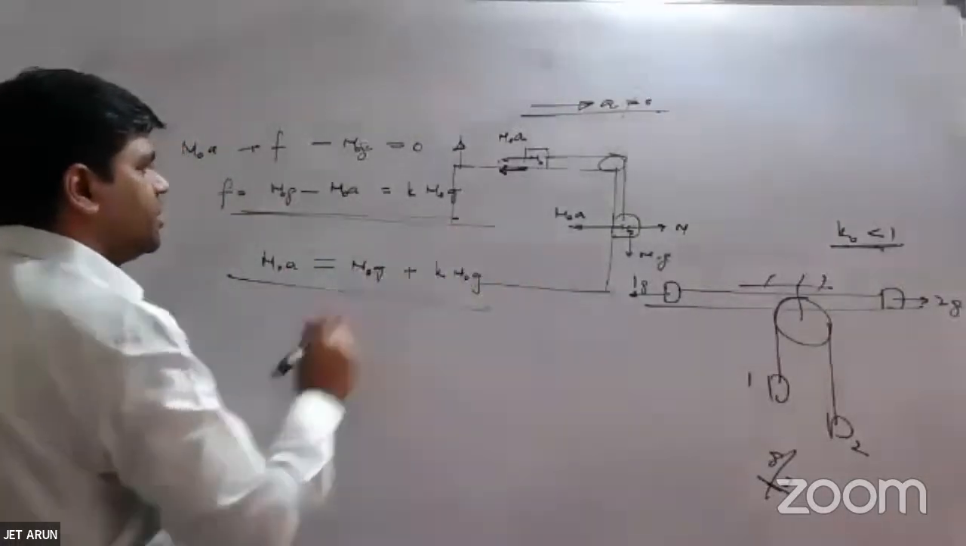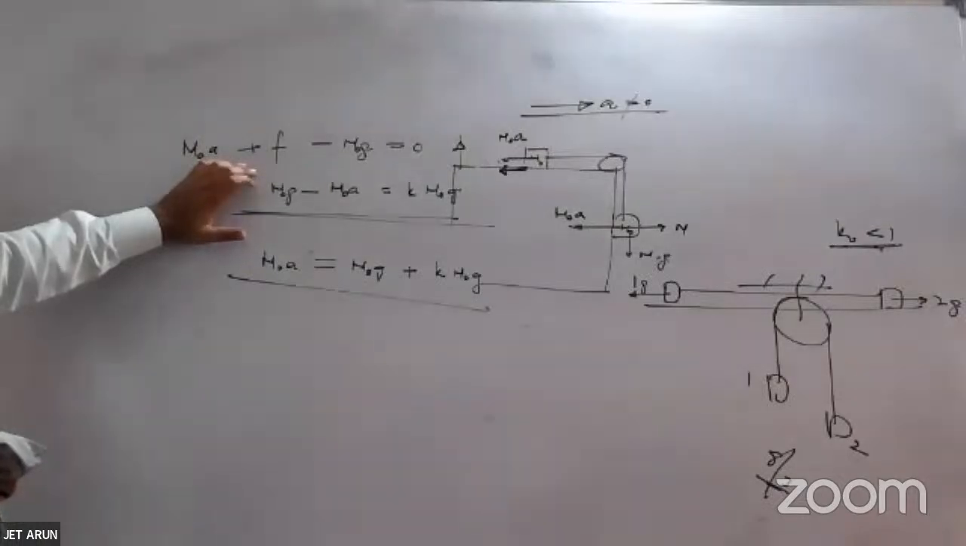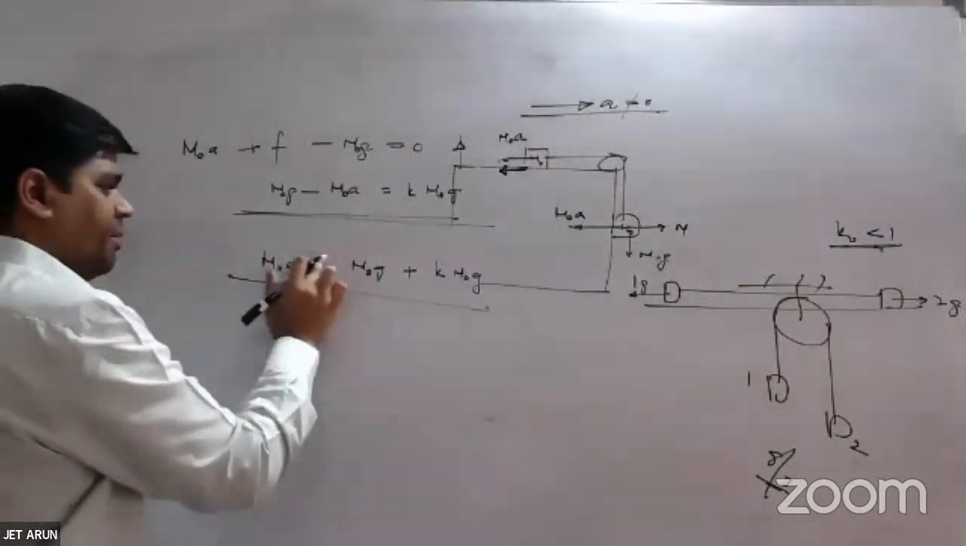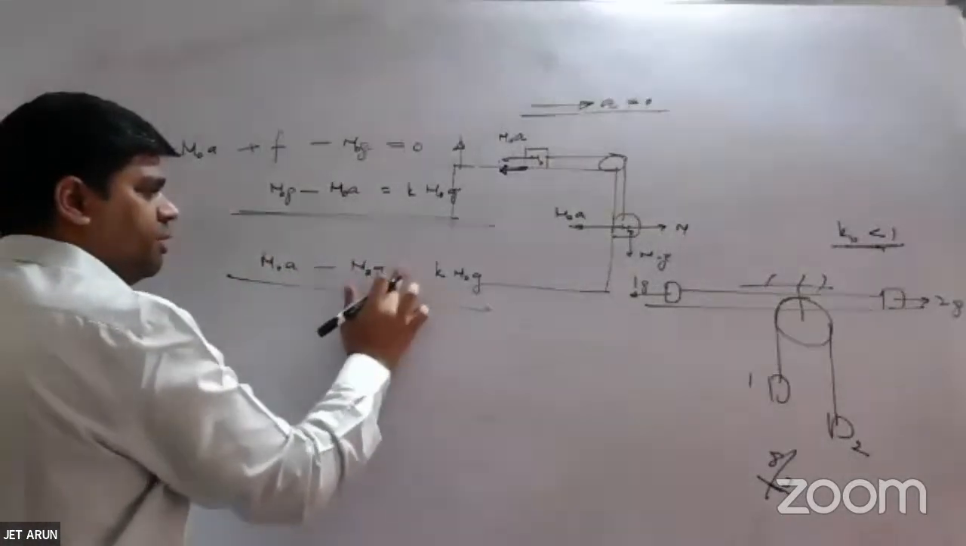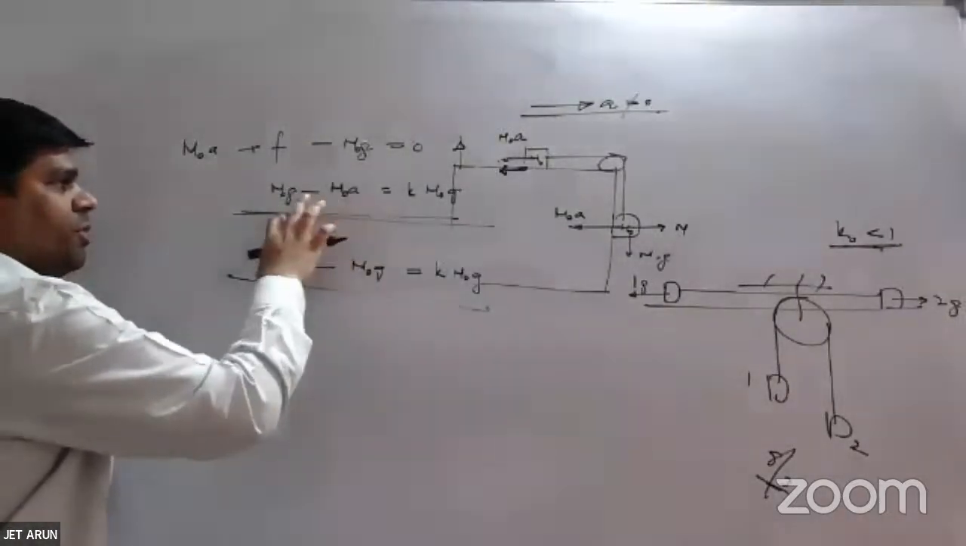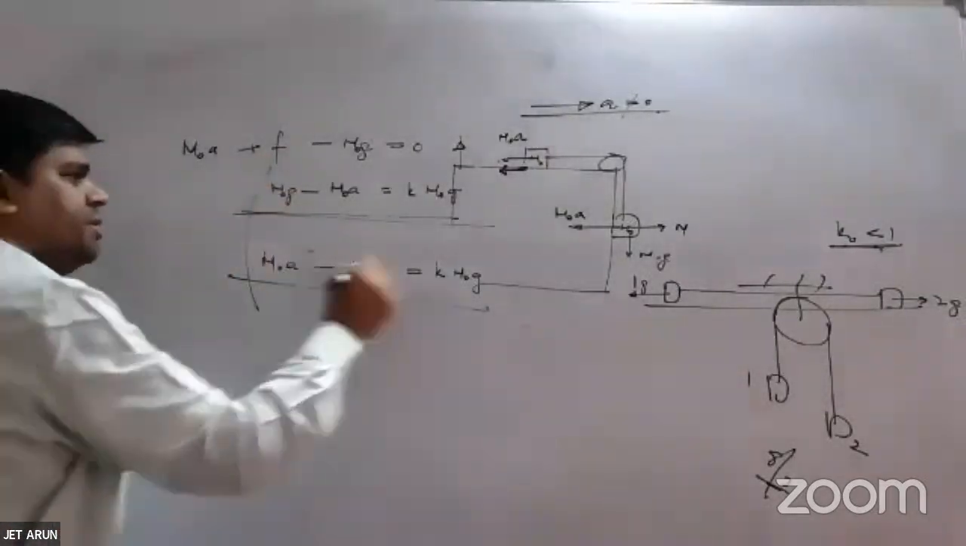Look at these two equations, students. This is the equation when the block is tending to move towards right. But this is the equation when the block is tending to move towards left. m naught a minus mg should be equal to mu mg here. But here m naught g minus m naught a is equal to mu m naught g. You'll understand this equation better tomorrow.